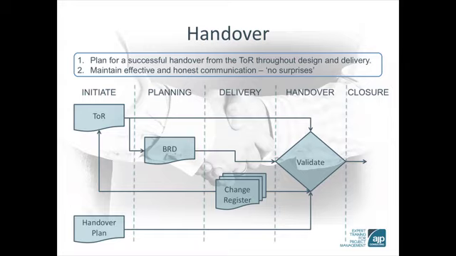This robust approach is illustrated here. At handover, the success criteria stated in the terms of reference and elaborated in the business requirements document are validated. Any deviations in scope must be explained in the change register. You can also see the handover plan here. It's created at the initiation stage and addresses questions like what are the potential issues, who needs to be involved, and responds to process demands.